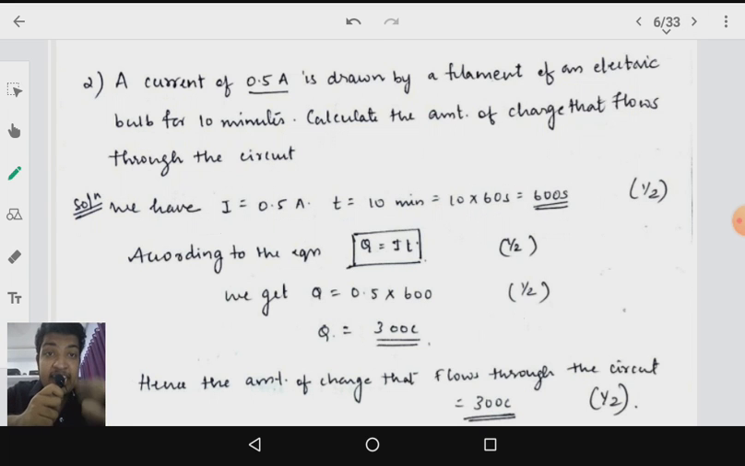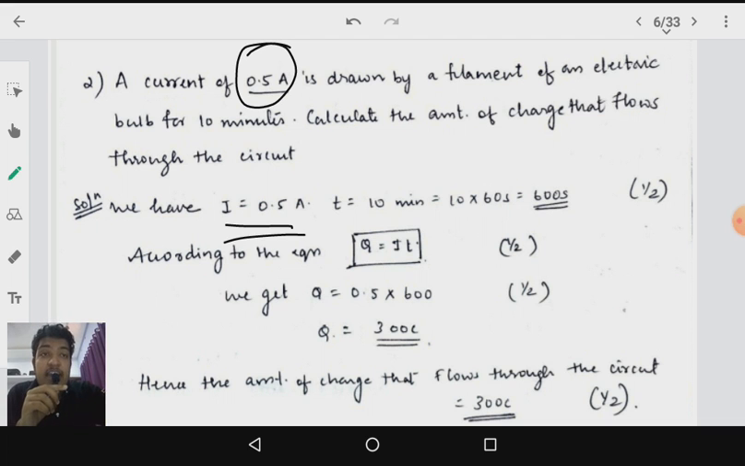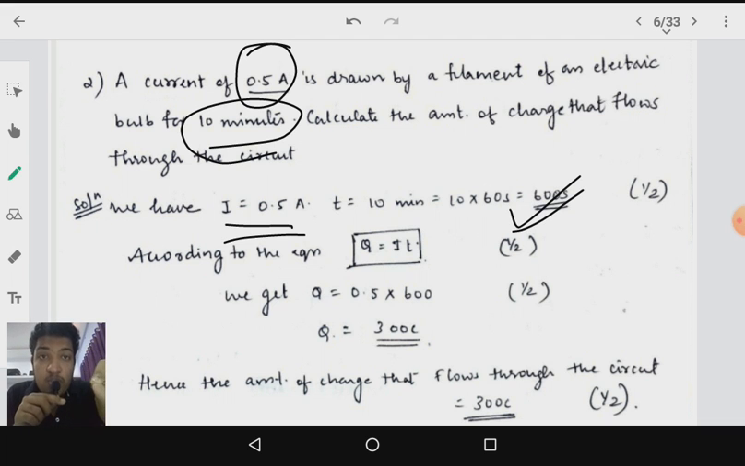Moving forward with the second question: a current of 0.5 ampere is drawn by a filament of an electric bulb for 10 minutes. Calculate the amount of charge that flows through the circuit. Here current is given, that is 0.5 ampere. Time is also given, that is 10 minutes. Always convert everything into SI units, and the SI unit of time is seconds, so we convert 10 minutes into seconds. That is 10 into 60, equal to 600 seconds. Once you write this much, you will be awarded half a mark.